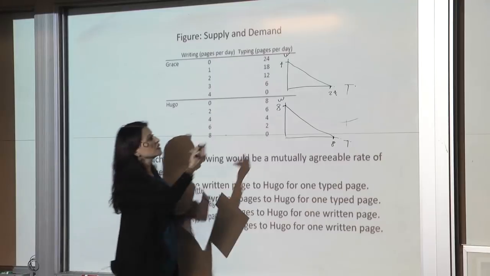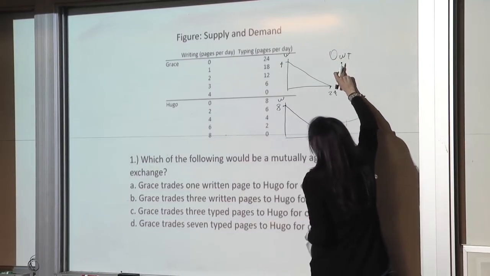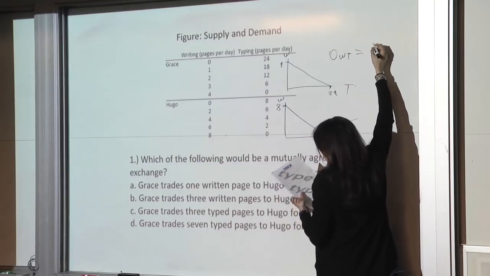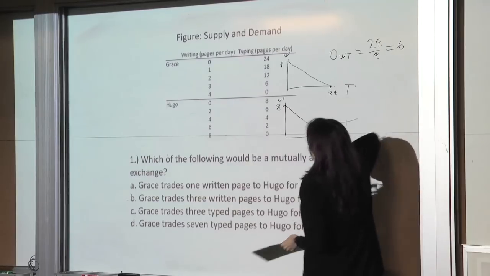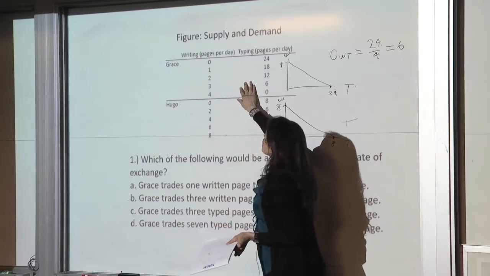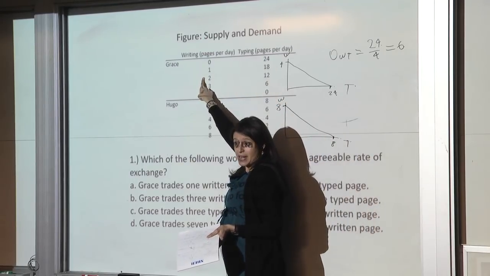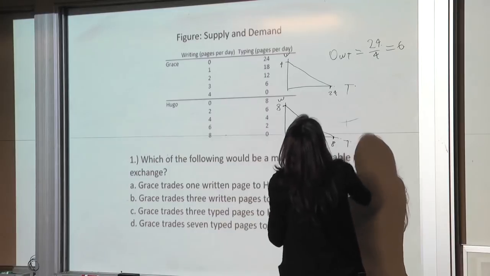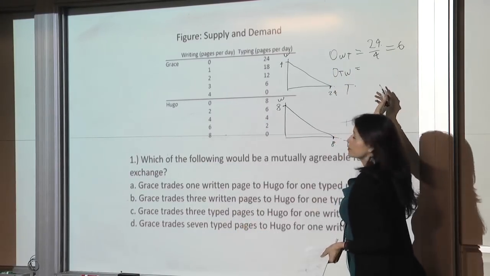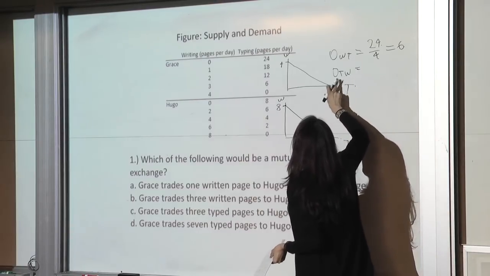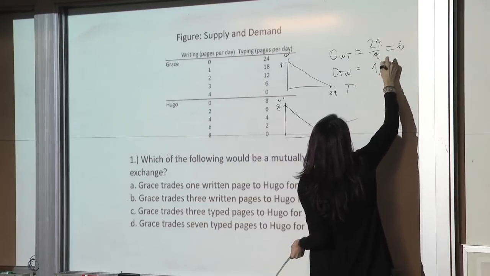For Grace, the opportunity cost of writing a page in terms of typing pages is 24 over 4, which is equal to 6, right? So Grace has to give up 6 typing pages to get 1 written page, right? Okay. And then we know that the opportunity cost of the other good is the opposite. So the opportunity cost of 1 type page in terms of written pages is 1/6, okay?